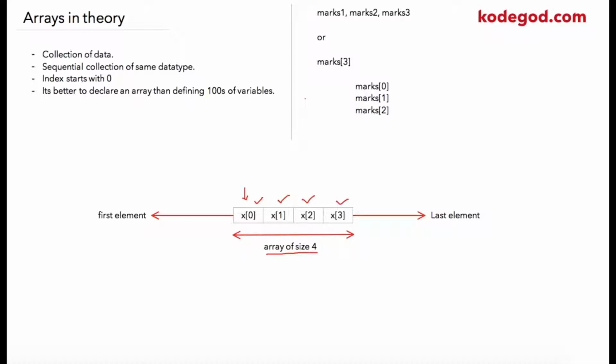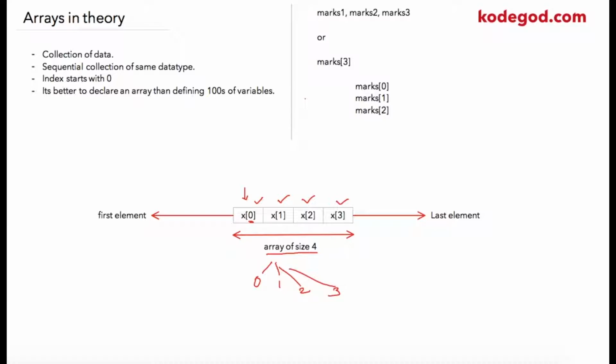All array variables will have an index, which is used for accessing and storing values into those array variables. So if you have an array of size 4, then its index will start from 0, then 1, 2 and then 3. So all array indexes will always start with 0.